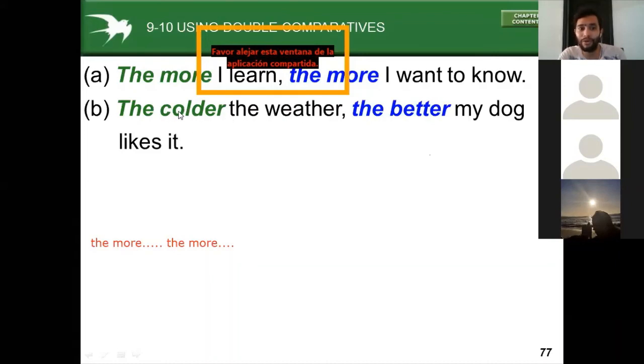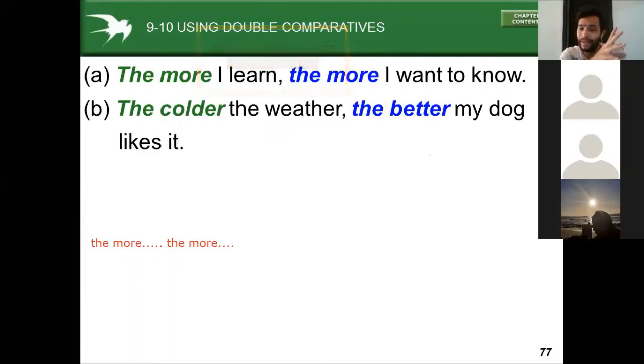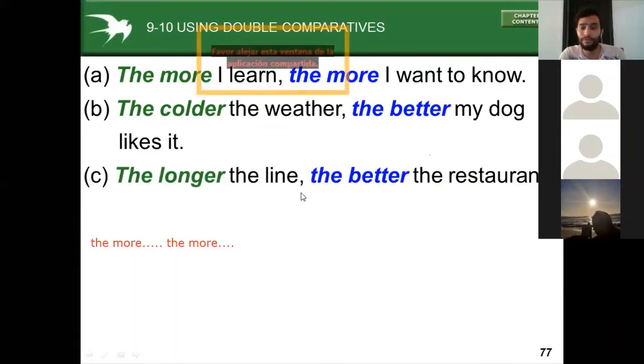Here I am using colder. ¿Por qué no estoy usando entonces the more? Si yo le estoy diciendo aquí the more y the more. Porque cold es un adjetivo que tiene solamente una sílaba. Y la regla dice que cuando tiene una sílaba se le agrega ER en el comparativo. Por eso no estoy usando more acá. Yes. ¿Y por qué coloca the delante de colder? Porque, o sea, colder es un comparativo normal. O sea, ¿por qué coloca la palabra the?